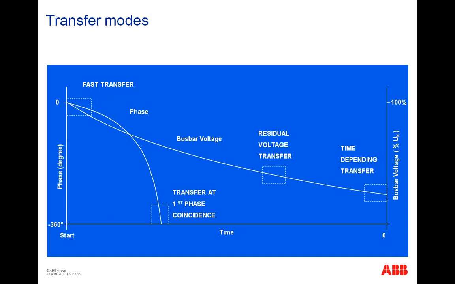Time-dependent transfer is like an ATS. It's not really a transfer mode, it's really like a backup. You have the failure in the main incomer and the blown voltage transformer. That is the same functionality like an ATS. After a certain time, it closes the standby feeder breaker so that you are able to start your whole production again.